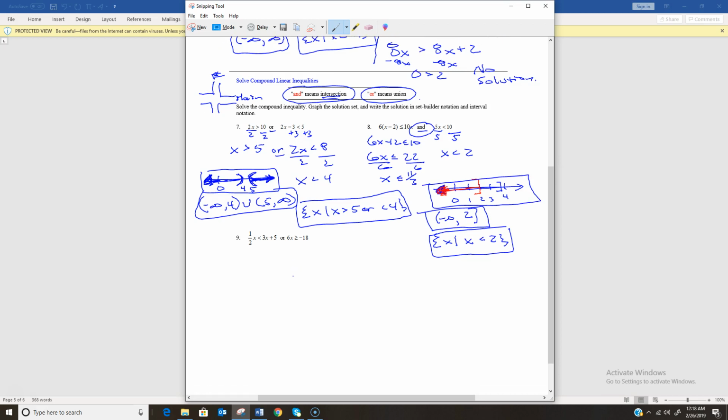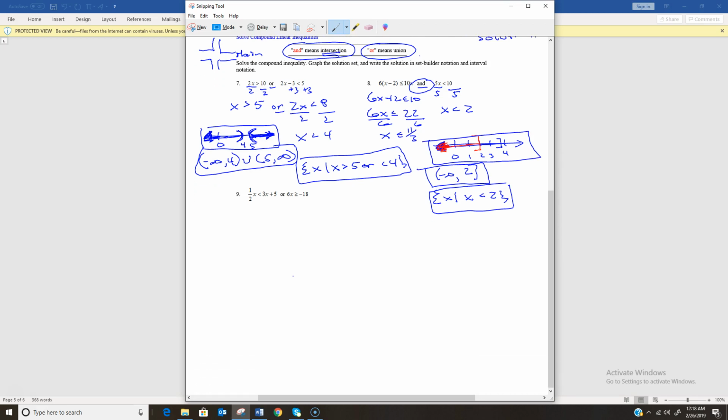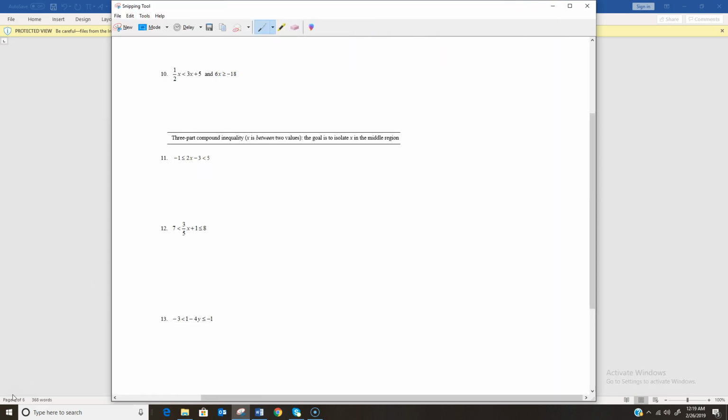And then I'm not going to do 9. It's very, very similar. They've just got some fractions in there. So now we're going to do the last one where we have an and or an or.